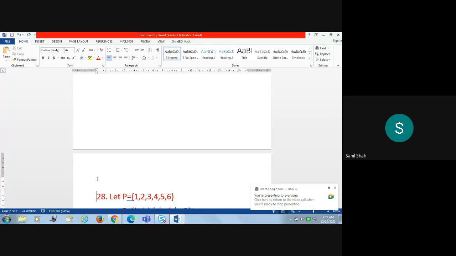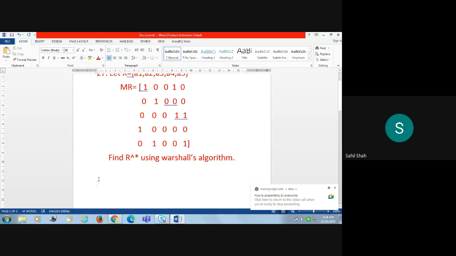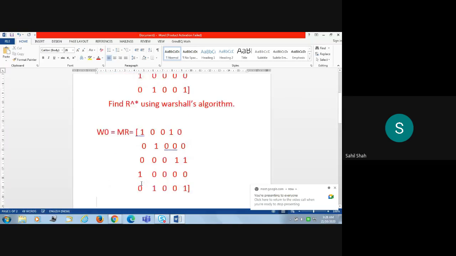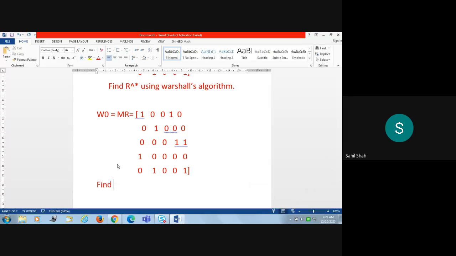I will be randomly calling a roll number, who will tell me what I should follow, which pair I should add. As you know, Warshall's 0 is exactly equal to the relational matrix, so we have copied Warshall's 0 as it is. What is step number 2? Find W1 using W0. Roll number 11, what shall I do for finding W1 using W0? Can you tell me?